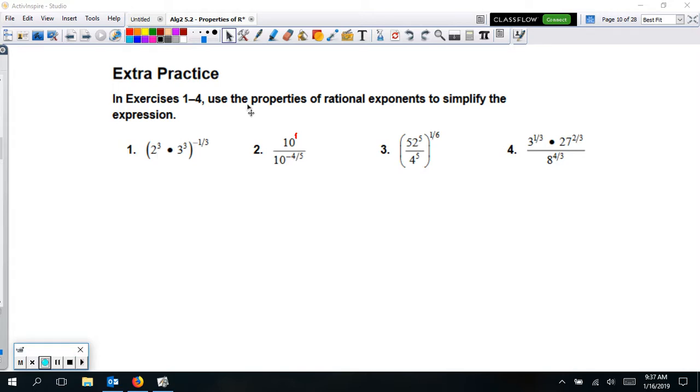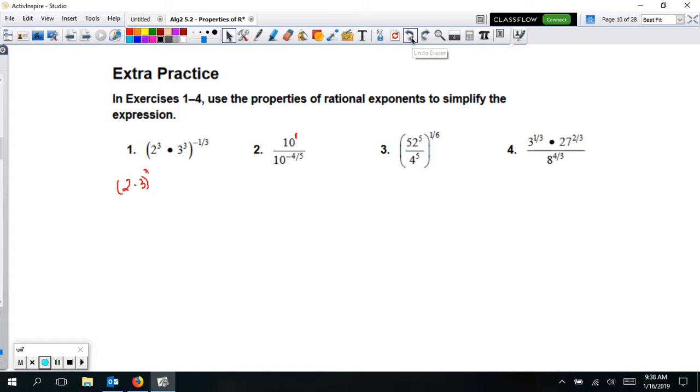Okay, so number 1, we're using the properties to simplify the expression. With this one, it looks like we have a power of a product. We have this product here, and you could take this negative 1/3 and give it to both of these separately and do it that way, that's okay. But here's a little trick. Since these have the same exponent, the 3's are both there for the exponent, you actually can just multiply the 2 times the 3 right now. So we can do that, 2 times 3 and then to the 3rd power. That might be a little easier, in fact.